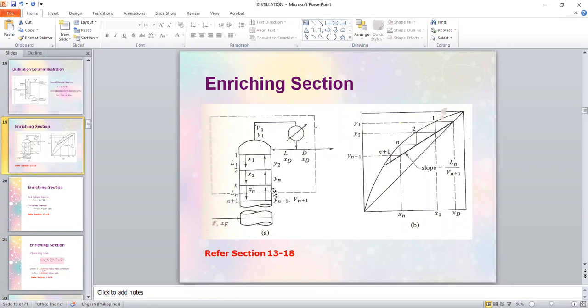Now, having said that, of course, you will wonder, how will the problem give us specifically the liquid that leaves the nth stage of the enriching section and the vapor that enters the nth stage of this section? Of course, it's impossible. No problem gives you this. So there's an alternative, another way of finding the slope of this line. That will require the reflux ratio, which I'll be discussing in the next slide.